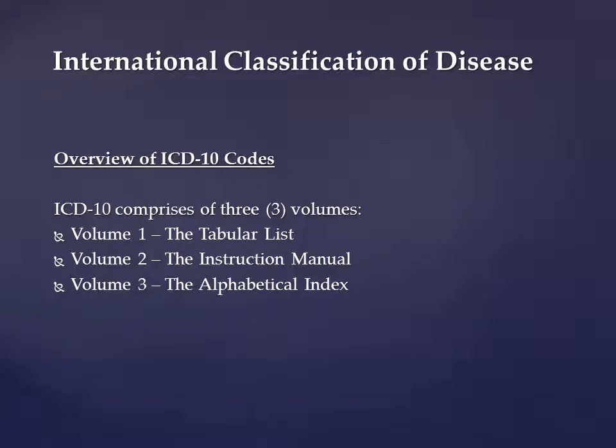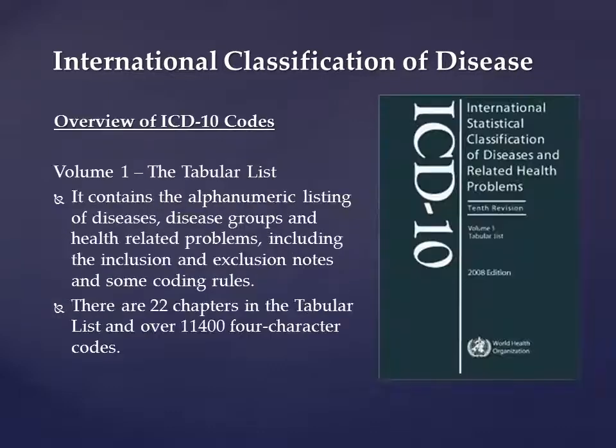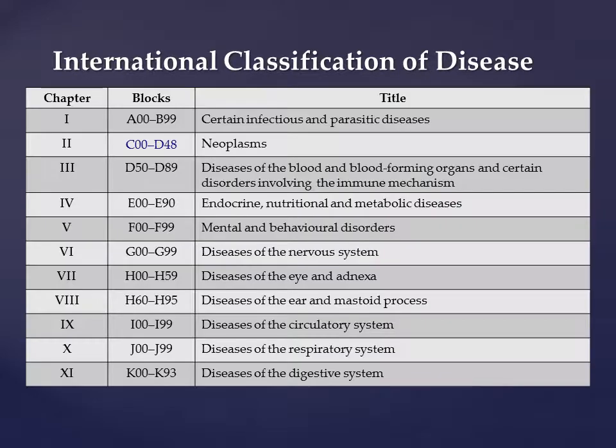The ICD code has three volumes or three books. The first volume is the tabular list, the second is the instruction manual, and the third one is the alphabetical index. The first volume contains the 22 chapters of alphanumeric listing of the diseases and other details that include the inclusion and exclusion notes. It lists over 11,404 character codes. This is the summary of the chapters that are divided per body system.